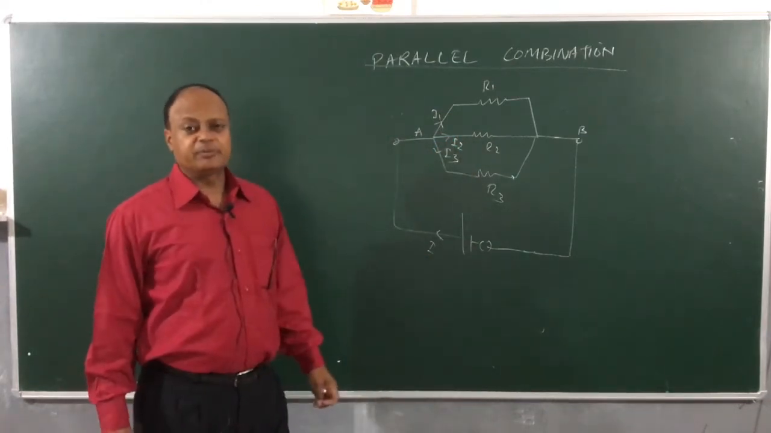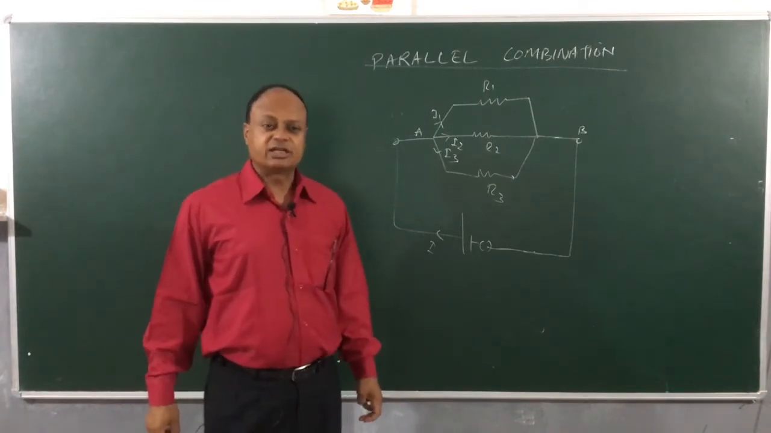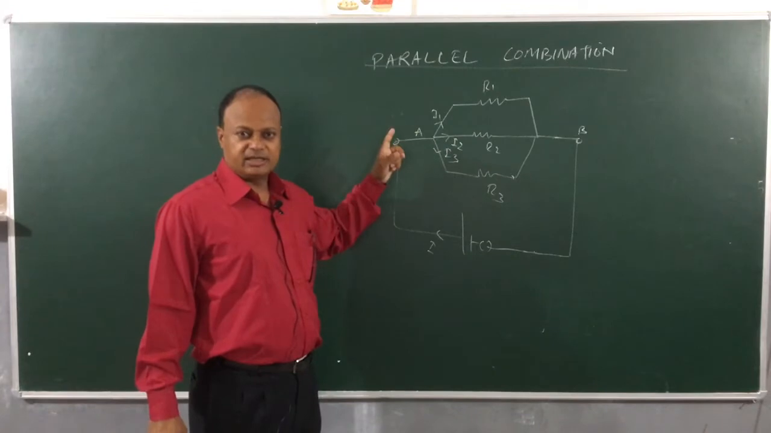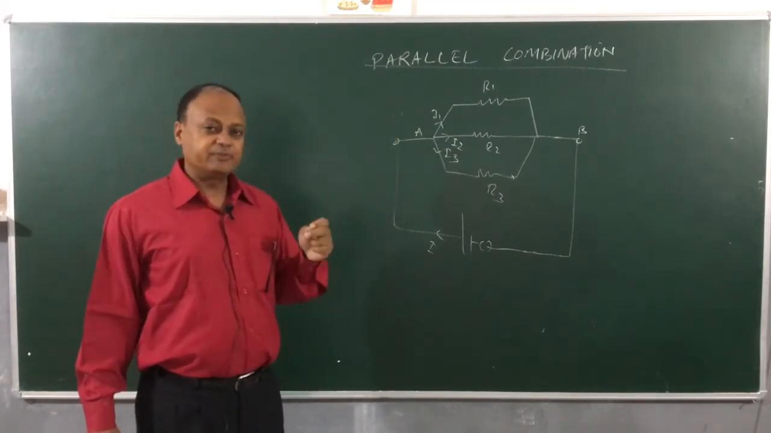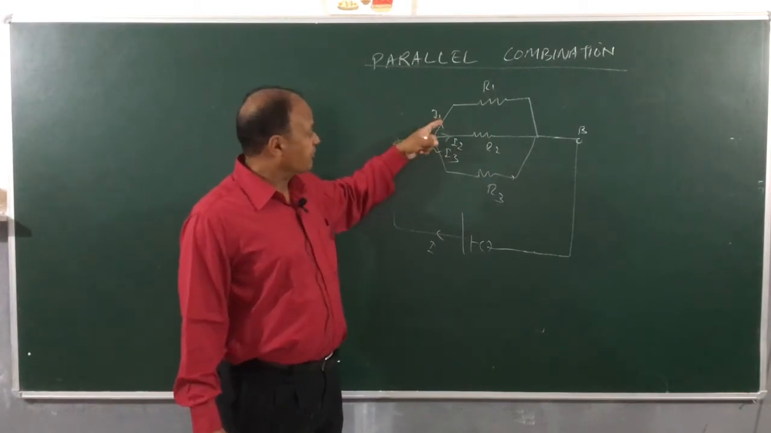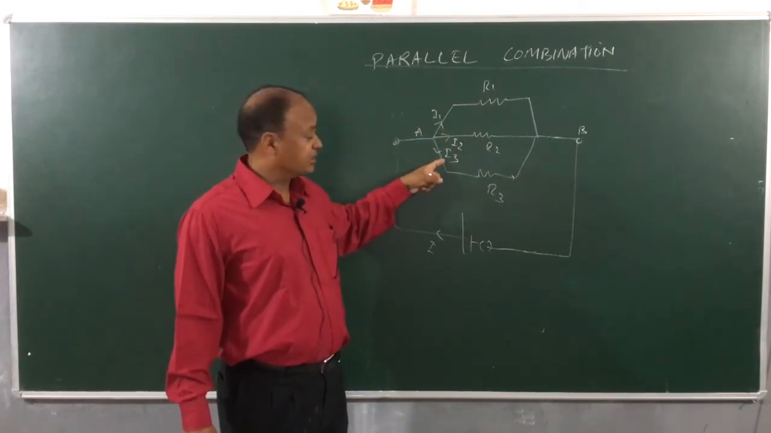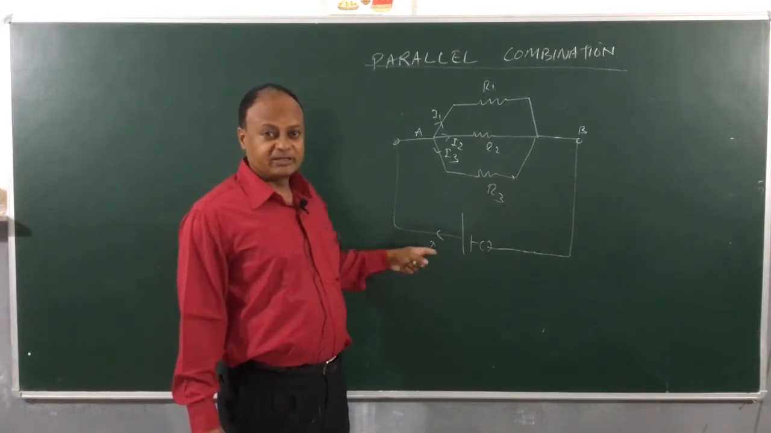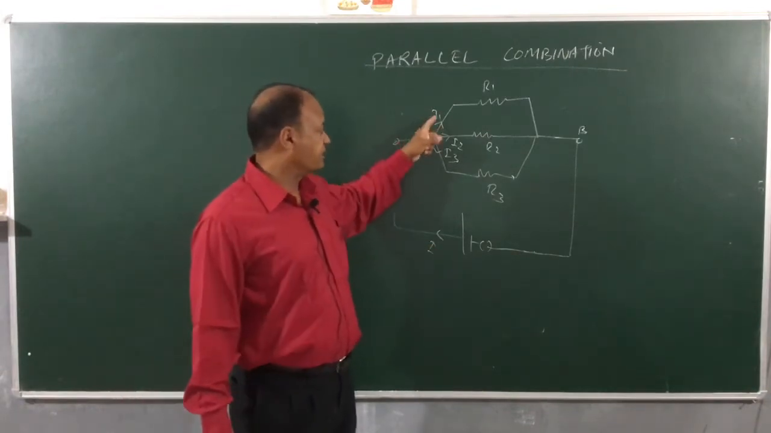And children, if you keep in mind the principle of conservation of charges, then I will be equal to how much? I1 plus I2 plus I3, right? So, we get a very important result here, that in parallel combination, the sum of currents across individual resistances is equal to the current supplied by the battery. That is number 1, I equals I1 plus I2 plus I3.